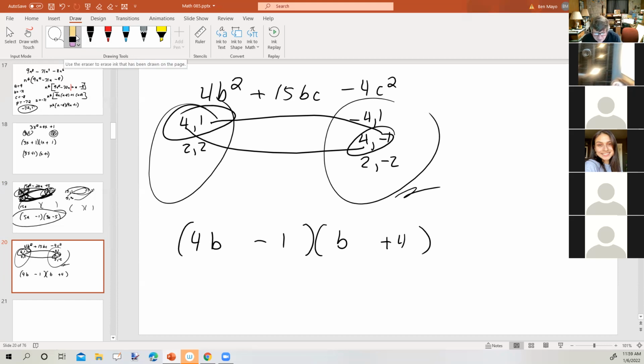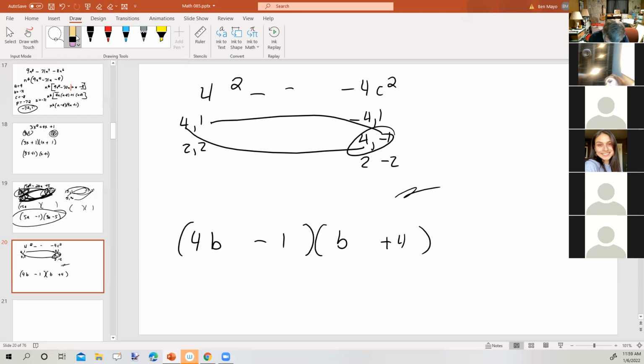Now, I did that really quickly because I could look here. I had it on erase. Bummer. Sorry about that. Hang on. 4b squared plus 15bc minus 4c squared. Okay.